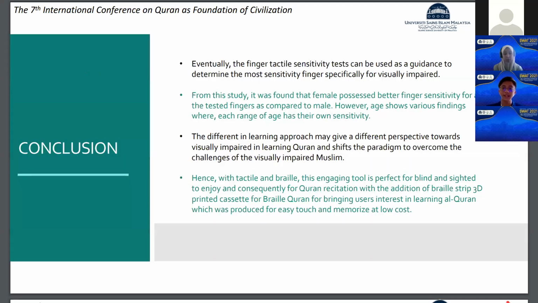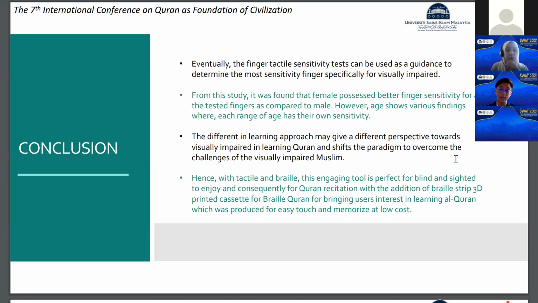So the conclusion is, eventually the finger tactile sensitivity test can be used as a guidance to determine the most sensitivity finger specifically for visually impaired. From this study, it was found that female possessed better finger sensitivity for all the tested fingers as compared to male. However, each shows various findings where each range of age has their own sensitivity. The difference in learning approach may give a different perspective towards visually impaired in learning Quran and shift the paradigm to overcome the challenges of the visually impaired Muslim.